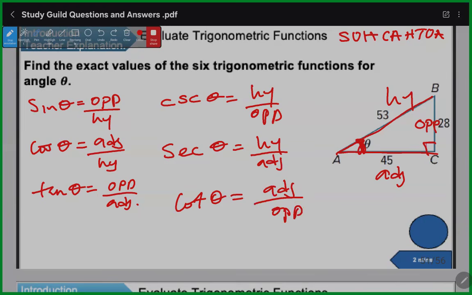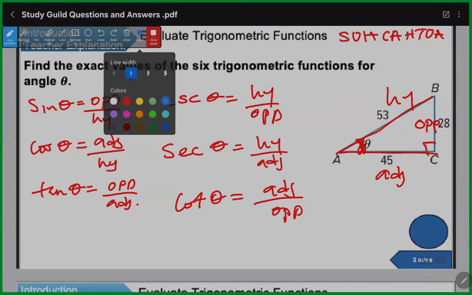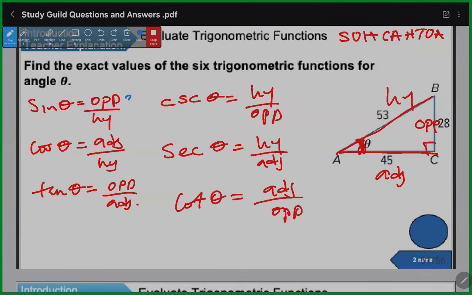Okay, so for sine, you can easily say what is opposite? Opposite is 28 over hypotenuse 53. Cos is adjacent 45 over 53. Tan is opposite, which is 28 over 45. And for cosecant theta, it's going to be 53 over 28. And for the sec, you have 53 over 45.